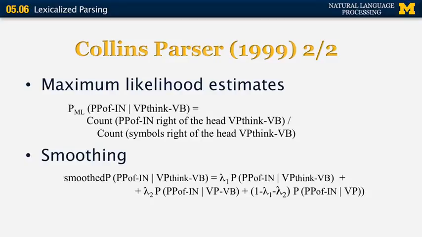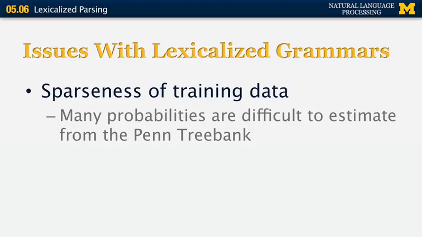So the smoothed probability that involves the lexicalized version of "of" given the lexicalized version of "think" is going to be a linear combination of three things. One, the actual counts for "of" and "think" lexicalized. But if those are not available, we can also look at the case where "of" is lexicalized, but the verb is not. And finally, the case where none of them are lexicalized.